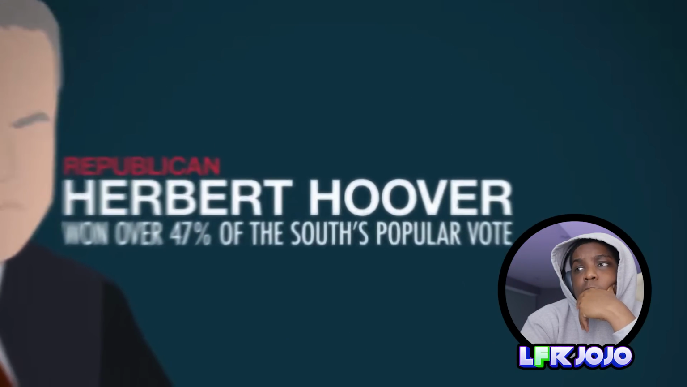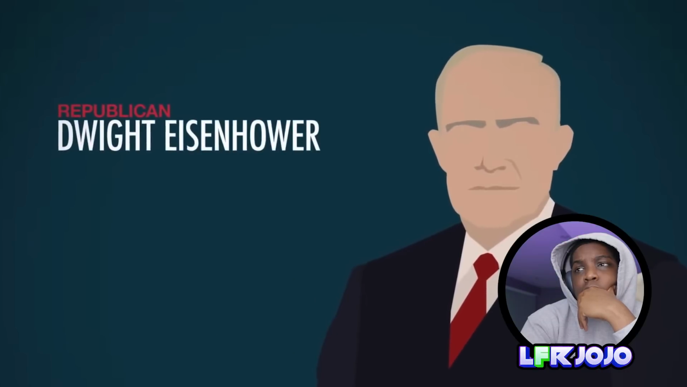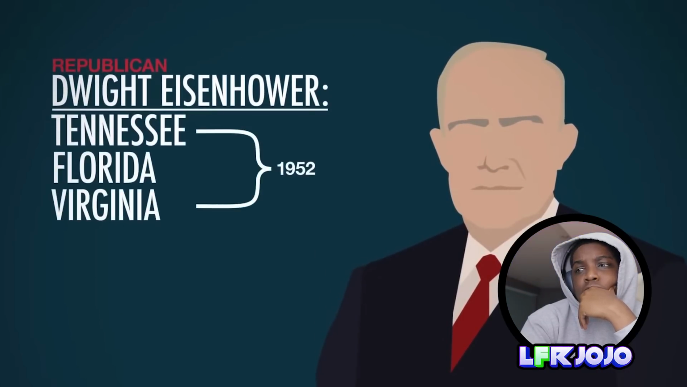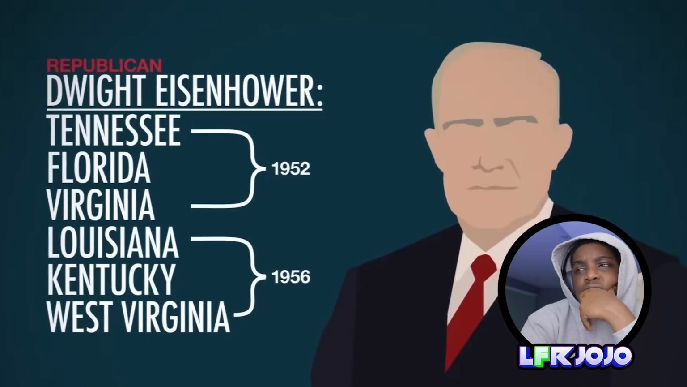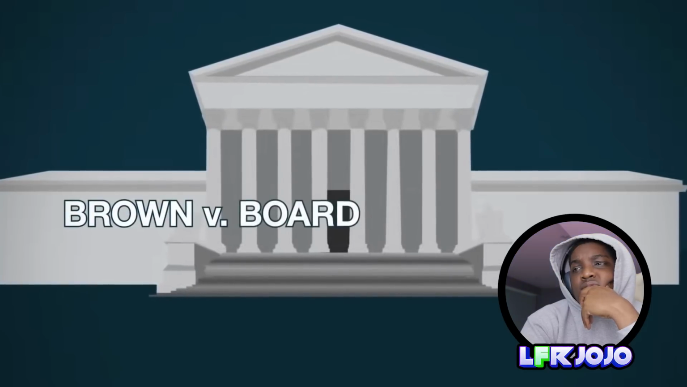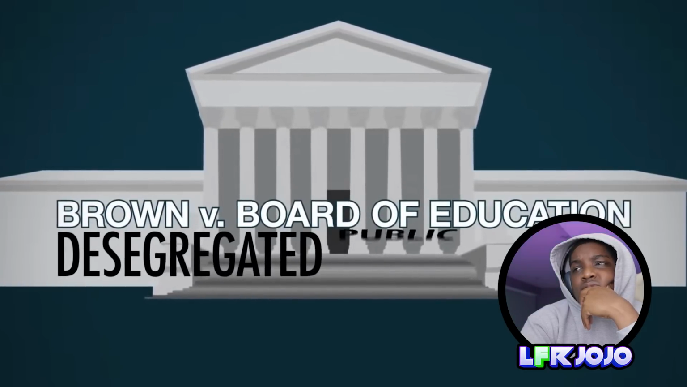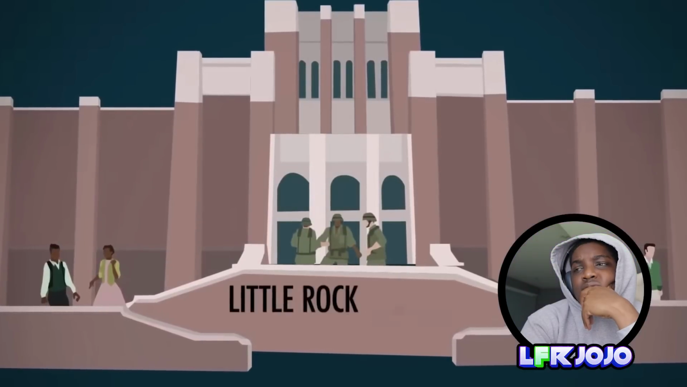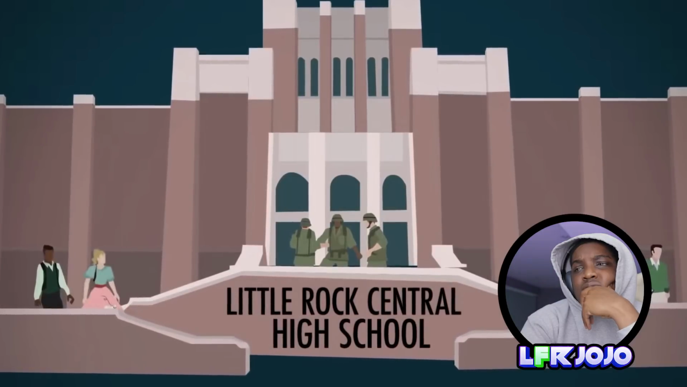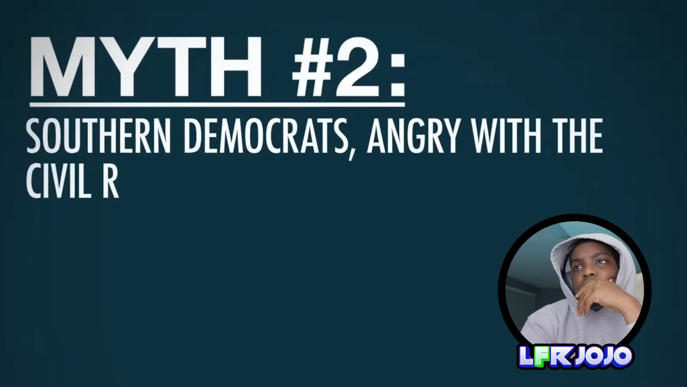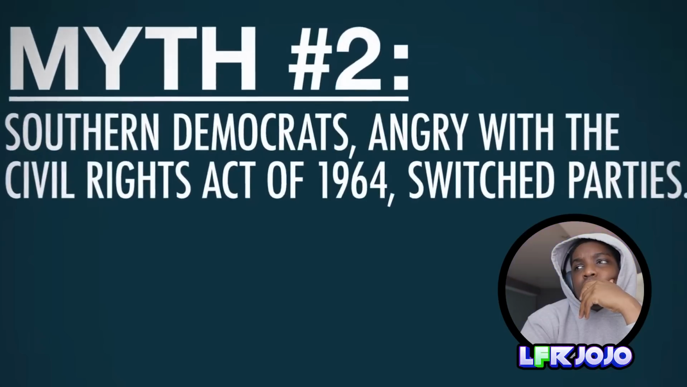In 1952, Republican President Dwight Eisenhower won the southern states of Tennessee, Florida, and Virginia. And in 1956, he picked up Louisiana, Kentucky, and West Virginia too. And that was after he supported the Supreme Court decision in Brown versus Board of Education that desegregated public schools, and after he sent the 101st Airborne to Little Rock Central High School to enforce integration. Myth number 2, Southern Democrats, angry with the Civil Rights Act of 1964, switched parties.